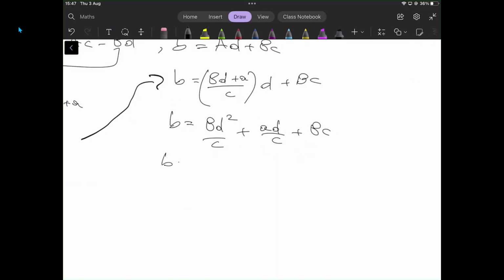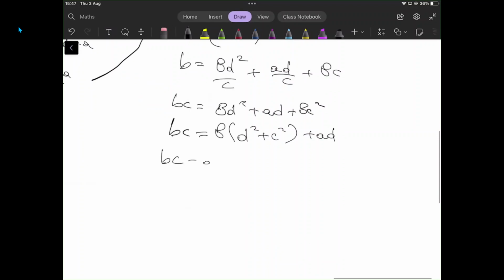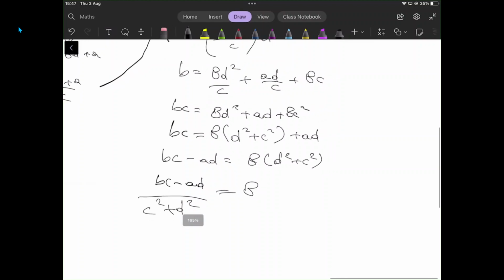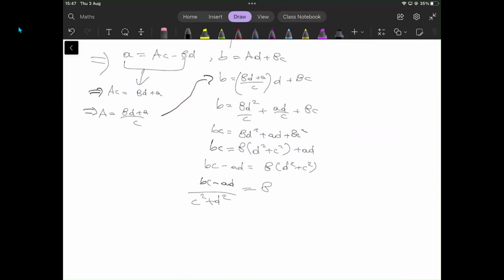Now why don't I just multiply everyone by c like this, just to make things look a bit nicer and easier to work with. Then I can factor out the capital B from the right hand side like this, and minus ad on both sides, and then divide by d squared plus c squared on both sides. Of course I'll write the c squared first and then the d squared, because alphabetical order is just convention. And there we are. That's capital B in terms of our other four variables. And we need the same thing for capital A.